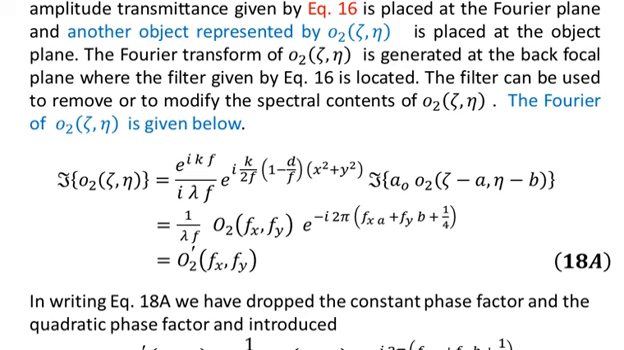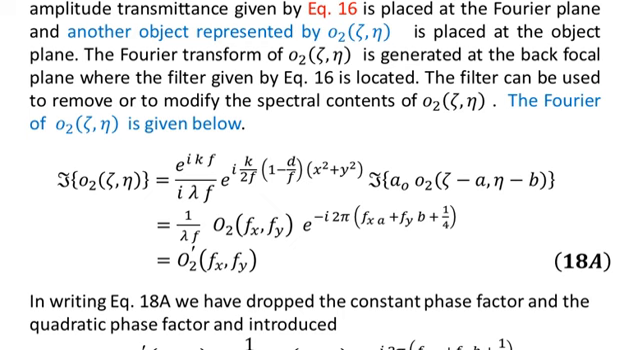The object O2 was illuminated with the amplitude A0 of the coherent plane wave. So A0 multiplied by O2, and O2 was placed away from the optical axis, shifted from the optical axis as we described earlier, by the center coordinates A and B. So AB is the center of the object where it was placed, and we have O2 with the coordinates zeta minus A, eta minus B, and its Fourier transform we have written and explained earlier.